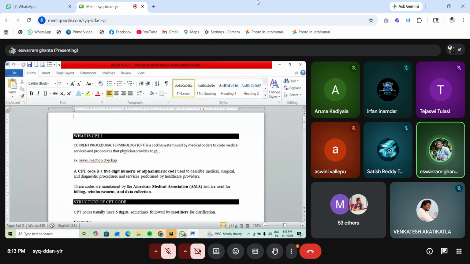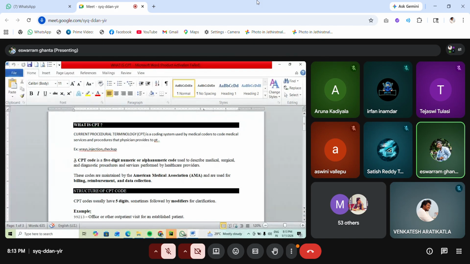Procedures we are going to code. Okay, next, CPT. A CPT code is a 5-digit numeric or alphanumeric code. I clearly mentioned alphanumeric also. Maximum of the CPT codes are only numeric, and this is a 5-digit standard code only, but there are a few category codes in the CPT in which there are specific alphabetic codes also.